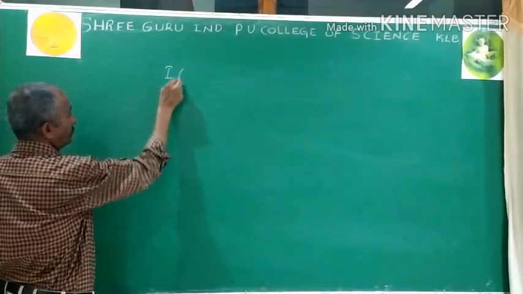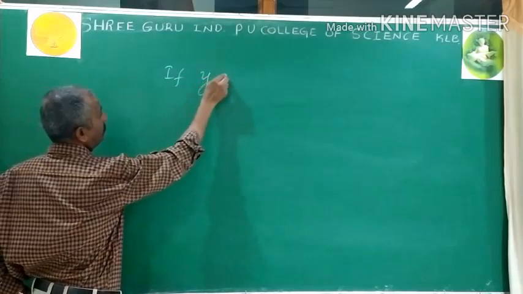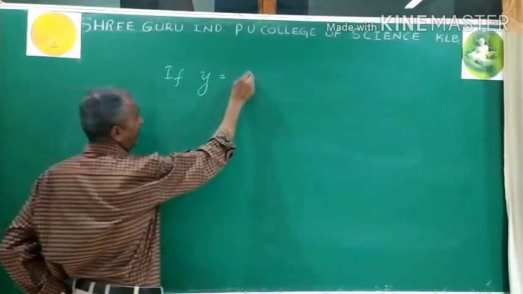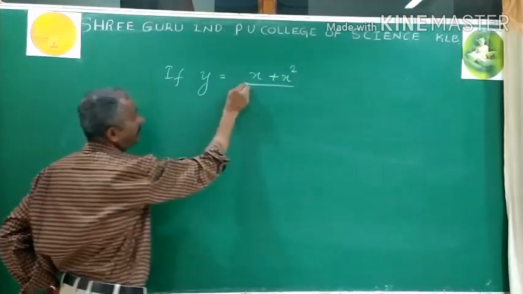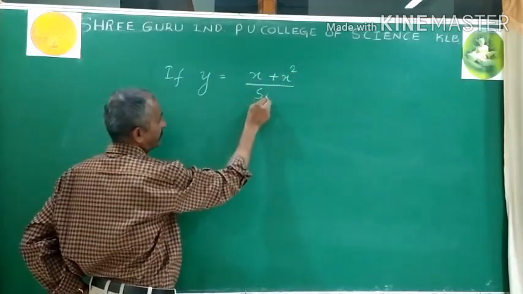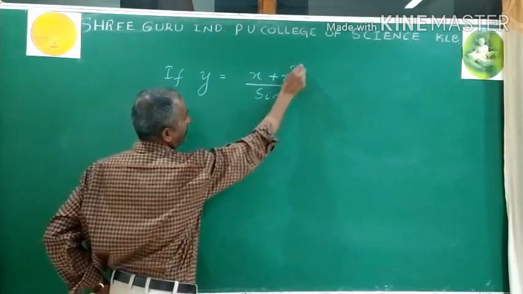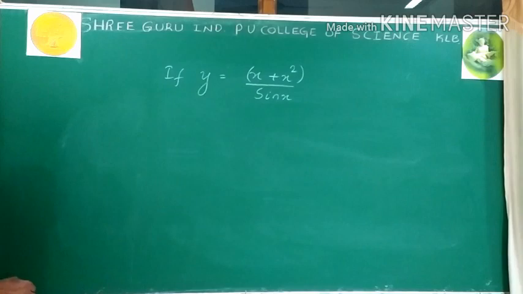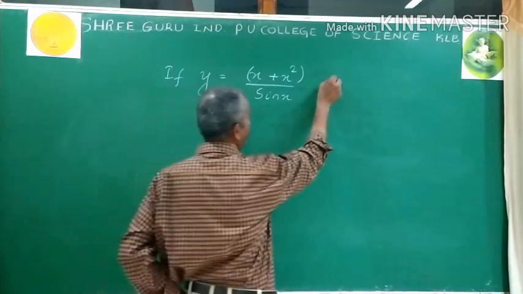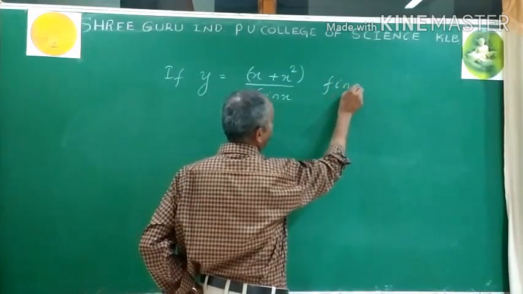If y equals x plus x square, whole divided by sin x, then find dy by dx.